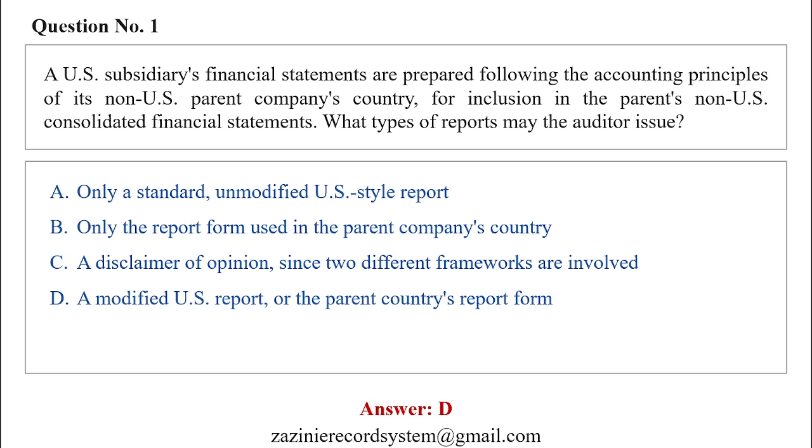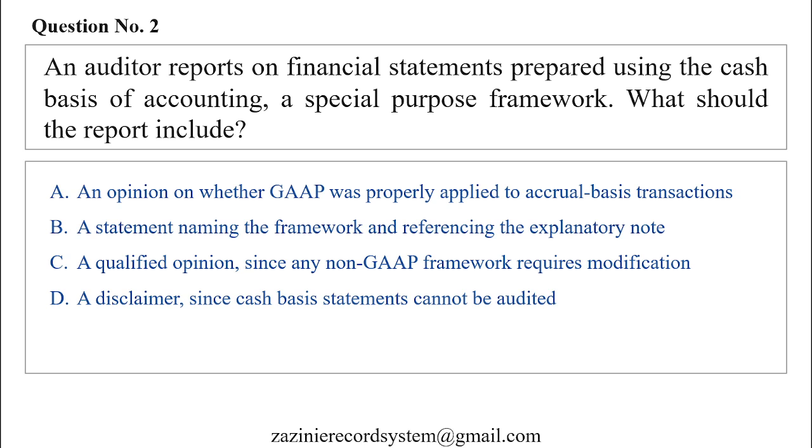Question number 2. An auditor reports on financial statements prepared using the cash basis of accounting, a special purpose framework. What should the report include? Letter A. An opinion on whether GAAP was properly applied to accrual basis transactions. Letter B. A statement naming the framework and referencing the explanatory note.